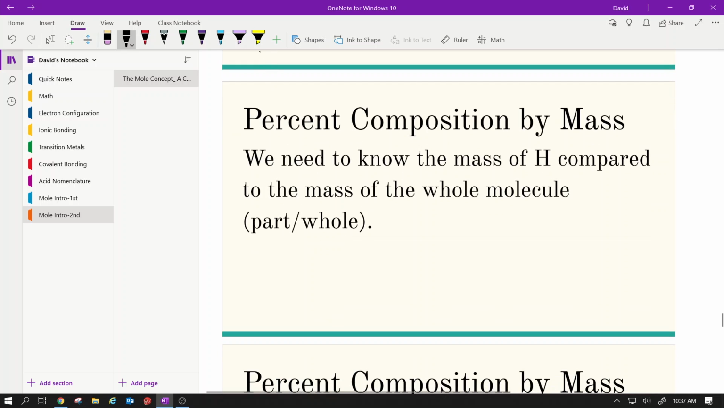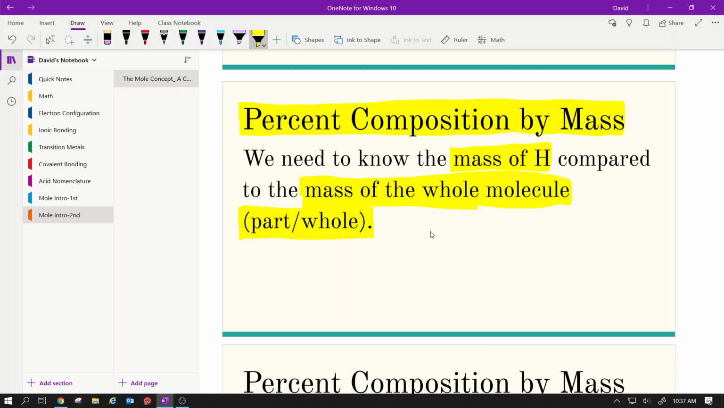Okay, when we talk about percent composition by mass, we need to know how much mass of hydrogen there is compared to how much mass there is in the whole molecule. Okay? And so again, this is going to be a percent, and any percent is part over whole. All right? So we need to know how much mass of hydrogen there is compared to the mass of the whole molecule.